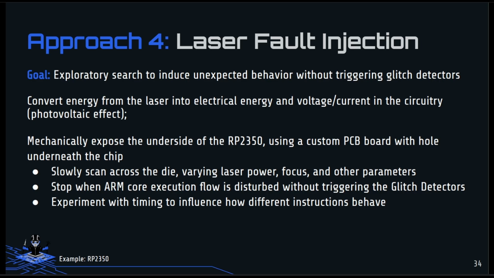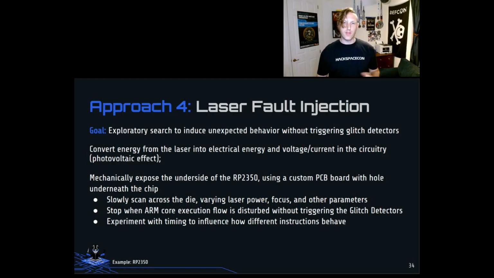whether that's through abrasion or a chemical, some way we're going to clear and expose the underside of the microcontroller. And then we put that on top of a custom PCB board that has a hole underneath the chip that we can shine our laser up through. At that point, we can then slowly scan across the die and experiment with parameters like power, focus, other light amplification parameters. And if we reach a point where the ARM core execution flow seems to be disturbed, but we haven't triggered the glitch detectors, we think we found an interesting area.